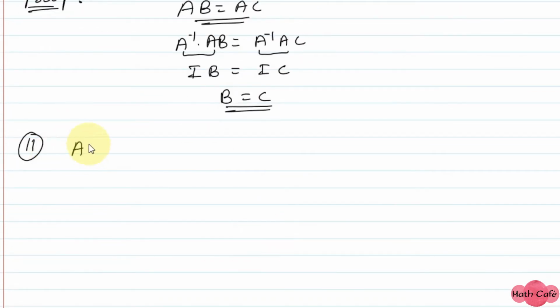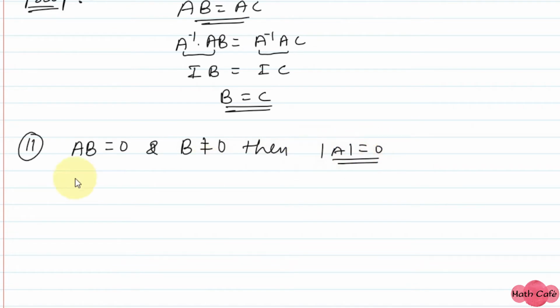If it is given that AB, the multiplication of two matrices A and B, is equal to the 0 matrix and matrix B is not equal to 0, then I can conclude that determinant value of A will definitely be 0. So let's see the proof of this property.